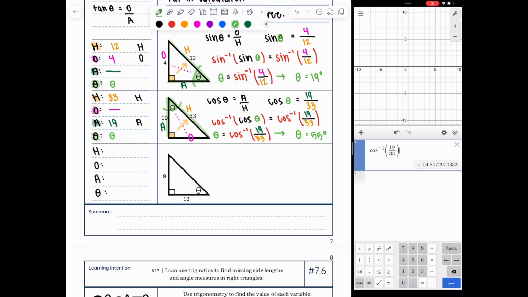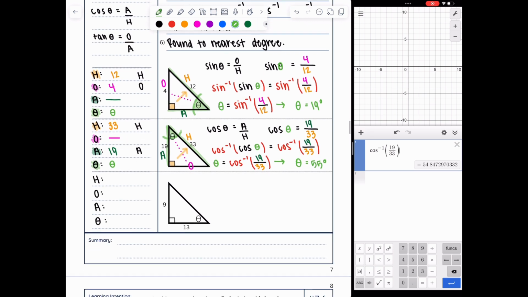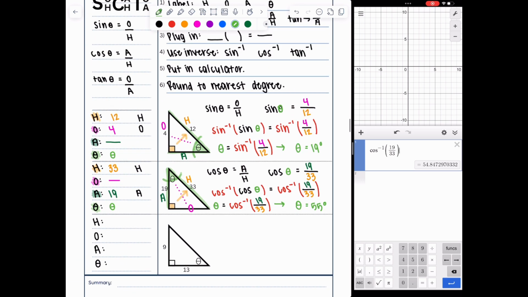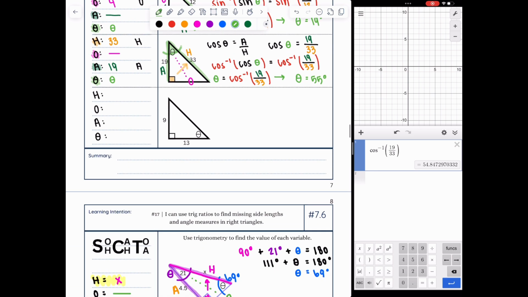And here we are back for our third and final example in section 7.5. Once again, just to review, we're here solving for the missing angle measure in a right triangle, where we know 2 of the 3 side lengths in that right triangle, and we're trying to find the measure of a particular angle. It's never going to be that right angle because that's always a 90-degree angle, and we never use that as our angle of reference.